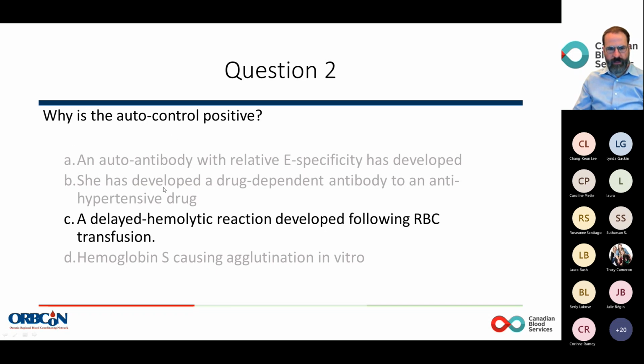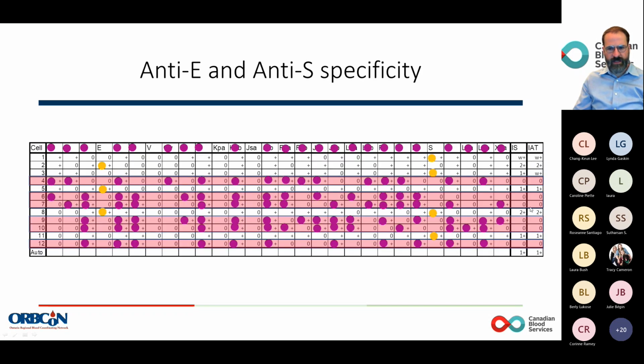It's unlikely that an autoantibody with relative big E specificity is developed, mostly just because we're not seeing the pan reactivity that we'd expect with an autoantibody classically, and that wouldn't explain the big S reactivity and specificity that we're seeing.